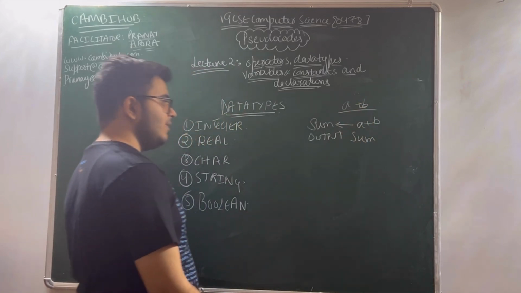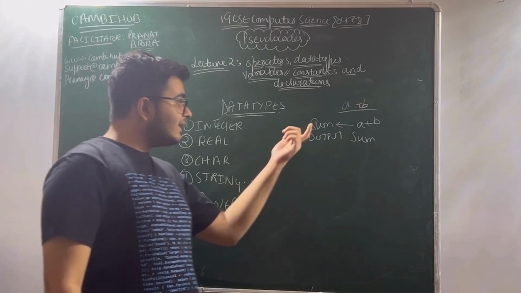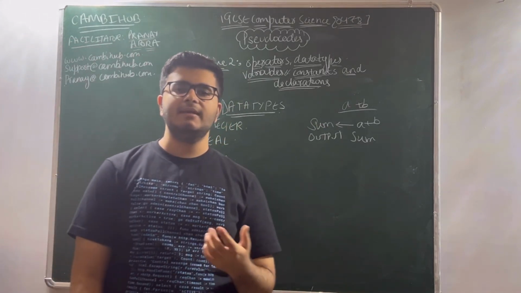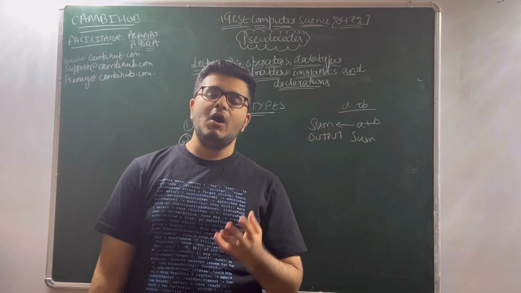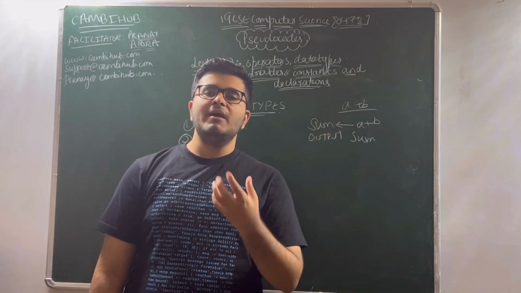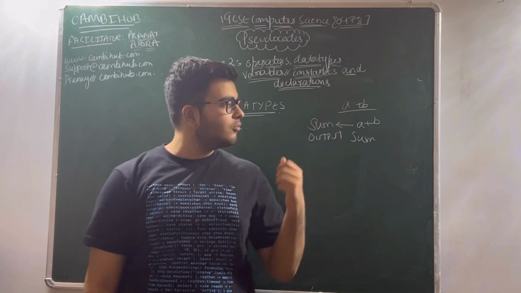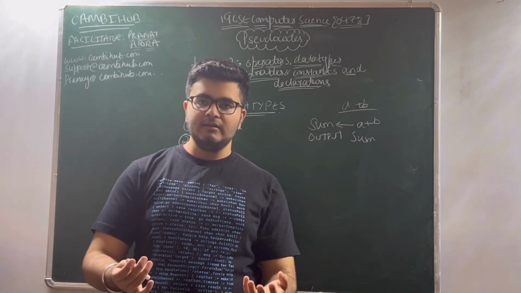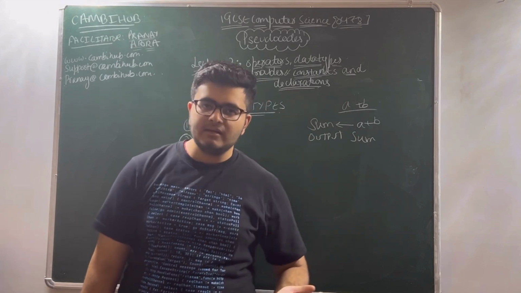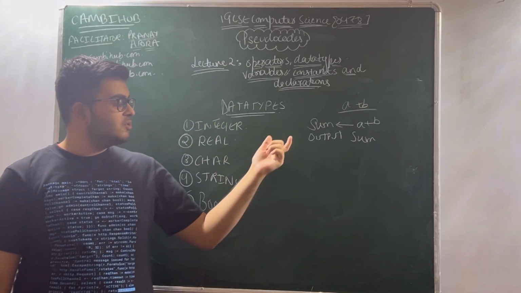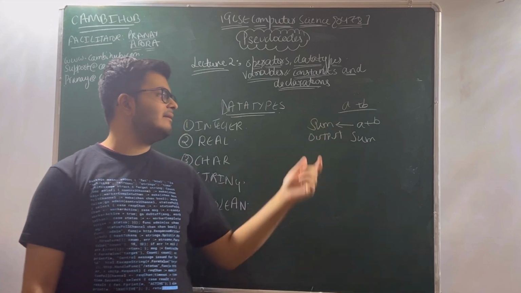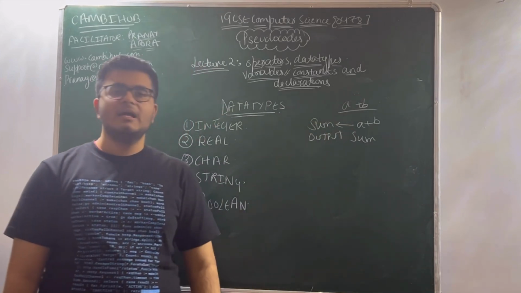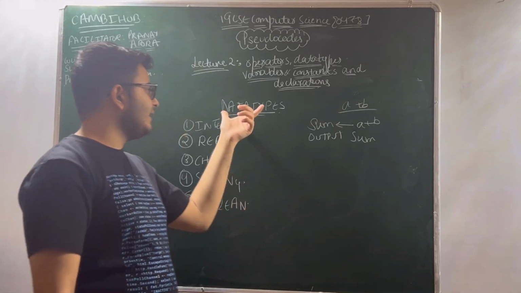Now the question will be, what is this sum? I'm typing on my computer, I'm coding, I'm telling my system that this is the thing. How would my computer, how would my device know what this sum is? I am the programmer, I am coding. The system does not have its own brain. How would it know that I have to store a number inside this sum? Hence, we created data types.